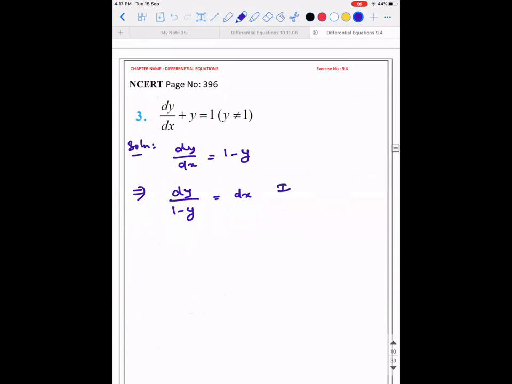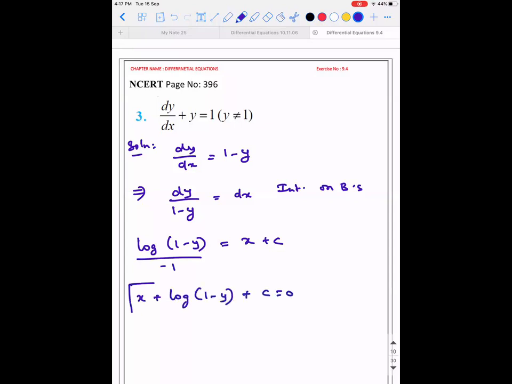So integrating on both sides, log of 1 minus y is equal to x plus c. Correct? No, sir, there is a mistake. There is a minus, yes, minus log of 1 minus y, because the coefficient of y is minus 1. So you will have x plus log of 1 minus y plus c is equal to 0.